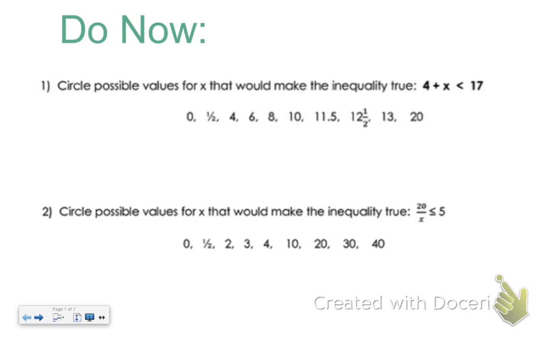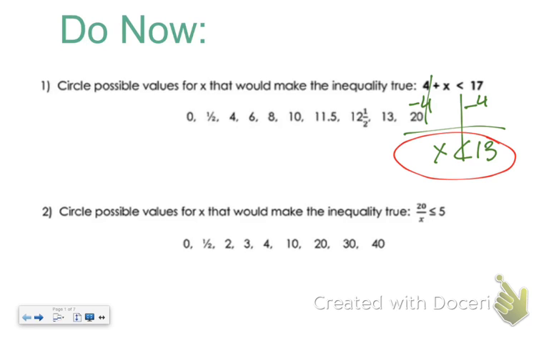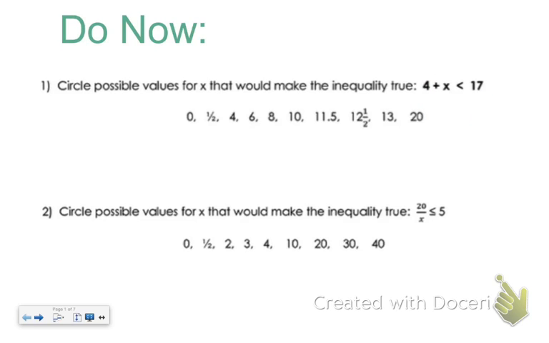So what we can do is treat this inequality as an equation and simply solve for x. Since x is on the left-hand side, we're going to subtract the constant of 4 on both sides, and we get that x has to be less than 17 minus 4, which is 13. So all the values on our list that are less than 13 would make this inequality true. So x must be less than 13. So now we can go on ahead and look at all the ones that are less than 13.